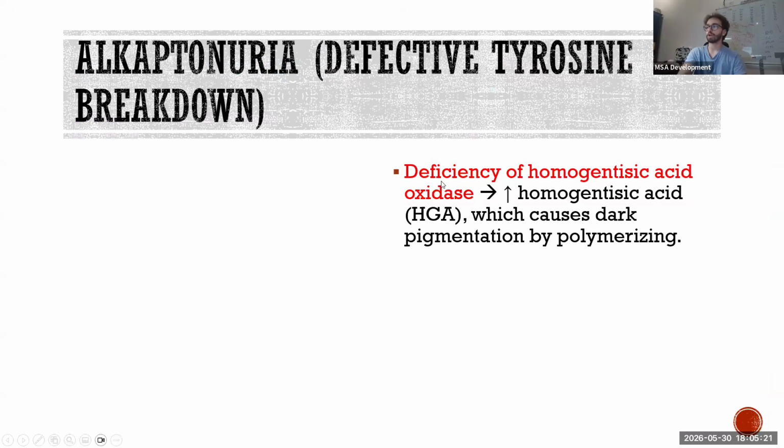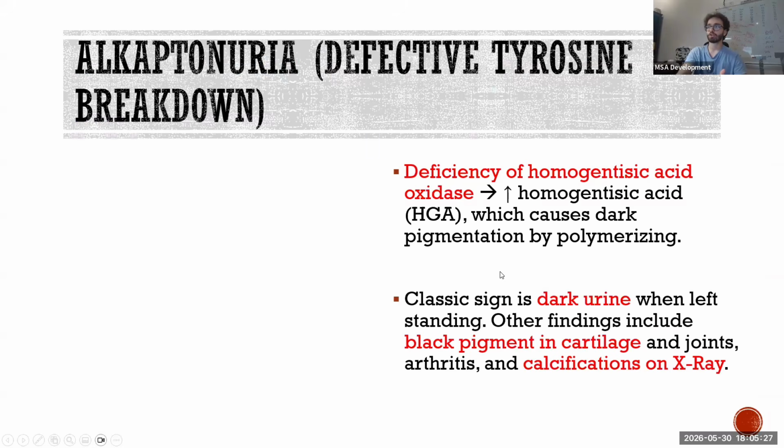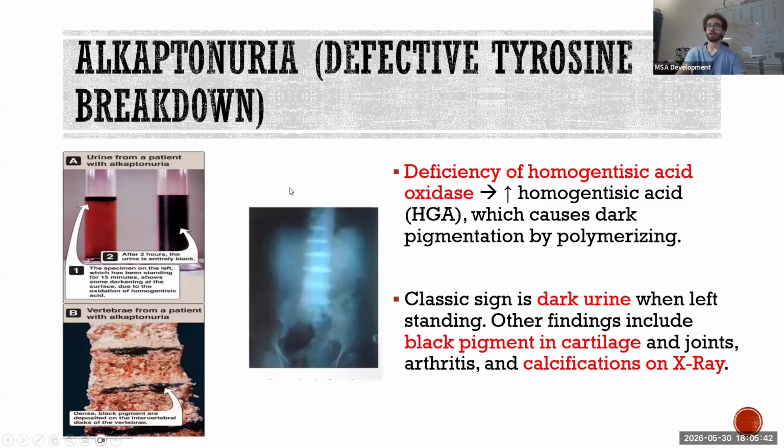Deficiency of what? Homogentisic acid oxidase. So we will have a buildup of what? As we said, homogentisic acid. For what will this tyrosine breakdown? We don't have homogentisic acid oxidase. These are the pictures in your slide that can come in your exam.